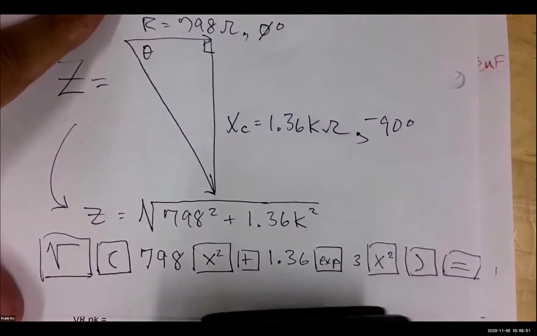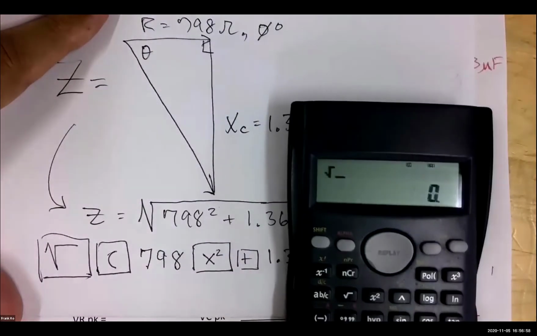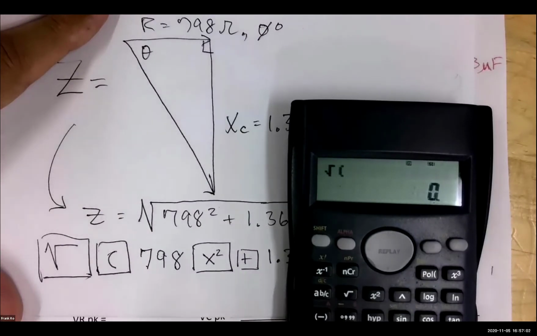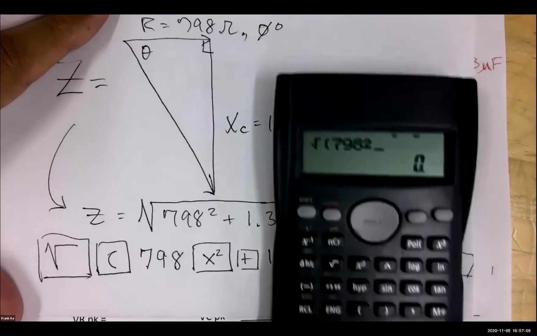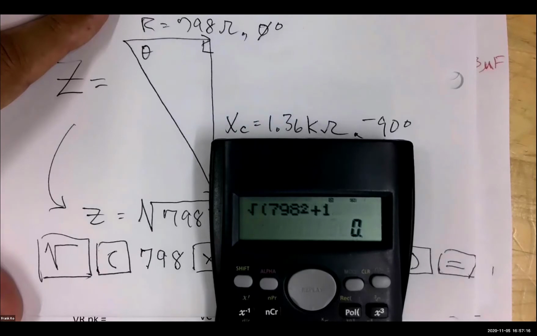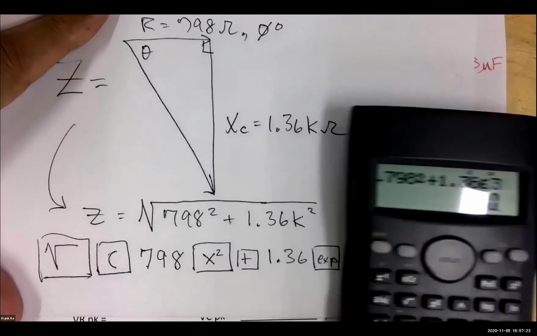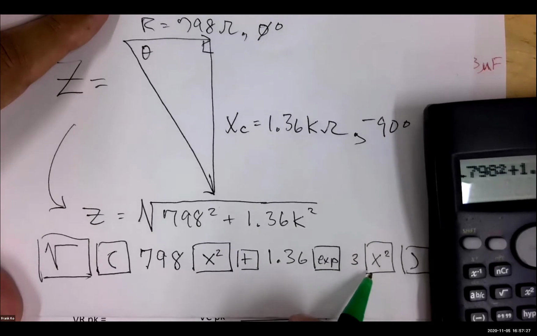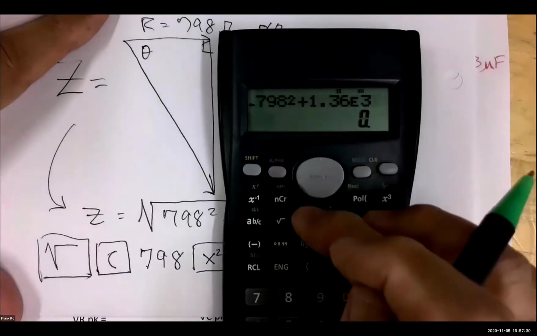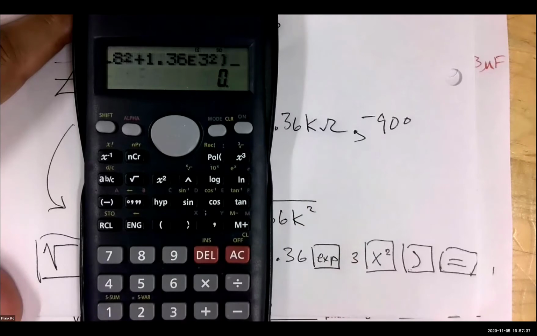And so if I do this with my calculator, I'm going to square root right there, and I have an open parentheses right there. I'm going to do 798, and then I'm going to hit my square key so you can see it squared. And now I'm going to hit plus. So here's my plus key so you can see plus. And then 1.36 exponent. Kilo is a 3. What do I have to do after I enter kilo? I have to square it. So I better hit my square key. It's squared. And then followed by close parentheses, and then end it with the equal sign, equals.